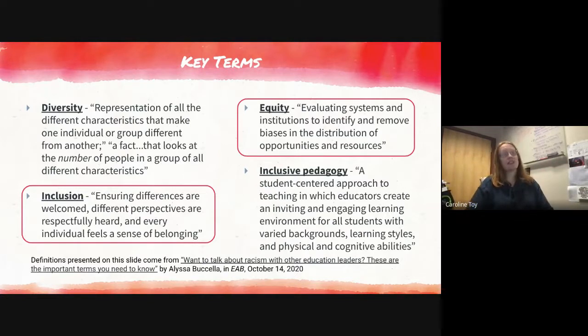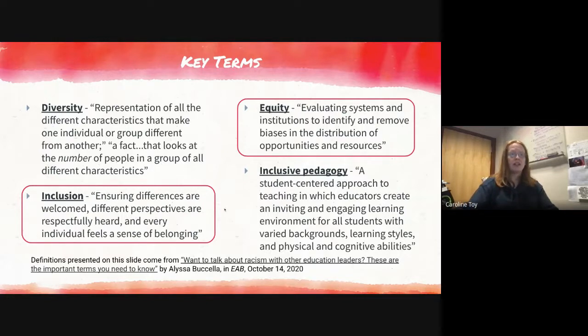So inclusion in this sense is ensuring that differences are welcomed, different perspectives are respectfully heard, and every individual feels a sense of belonging. And we're going to think about how we can push that into not just perspectives are heard, but perspectives are recognized as things that can be transformative for everybody, right? That can change how we think about the ways that we think in some cases. And then equity for our purposes is, how do we think critically about what we're doing, evaluating systems and institutions to identify and remove biases and barriers in the distribution of opportunities and resources.